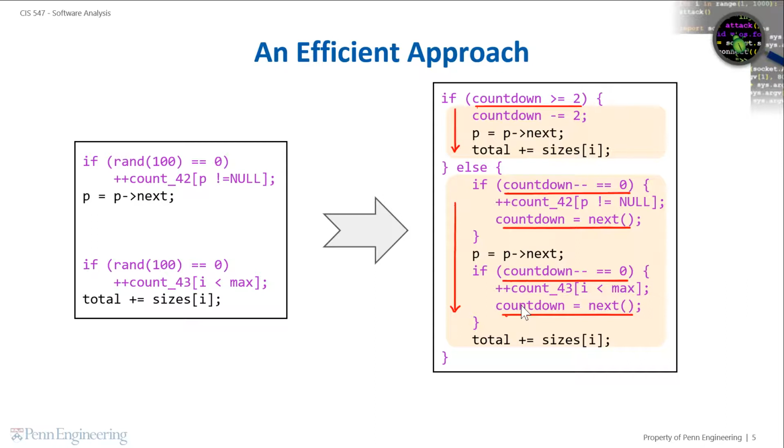This does come at the cost of up to a 2-fold increase in code size, since we need 2 copies of each section of code. One fast version without instrumentation, and one slow version with instrumentation.